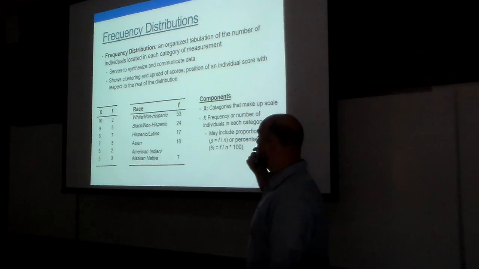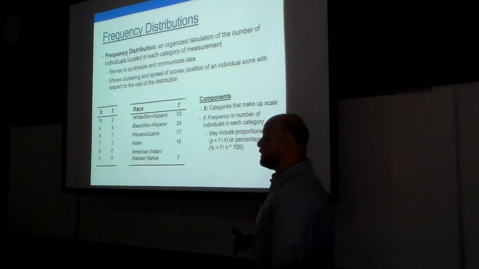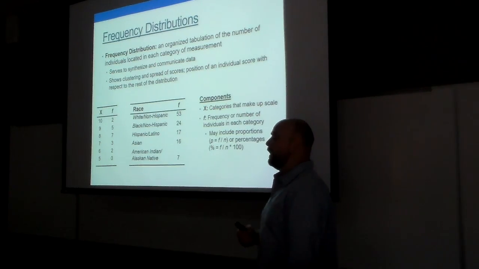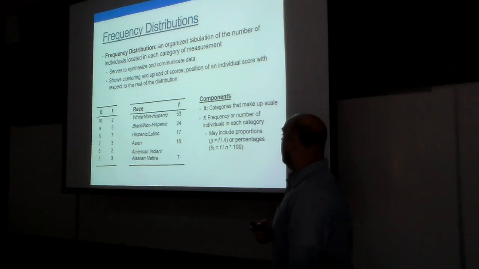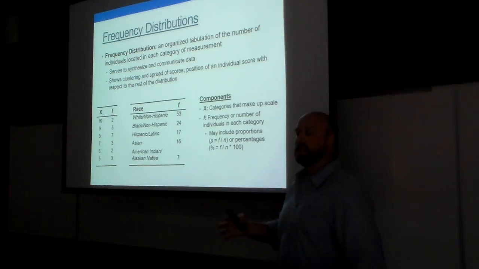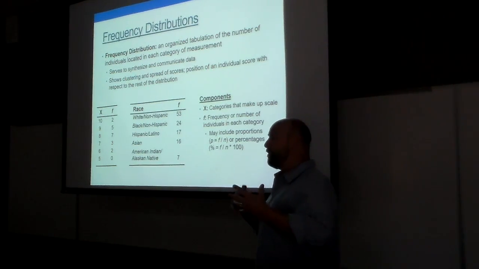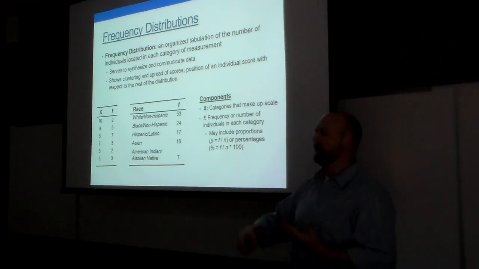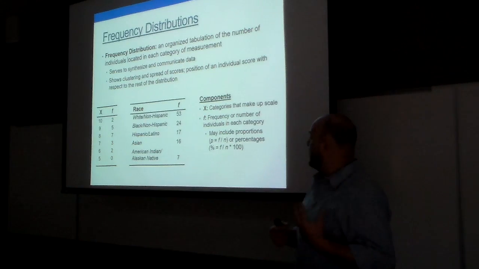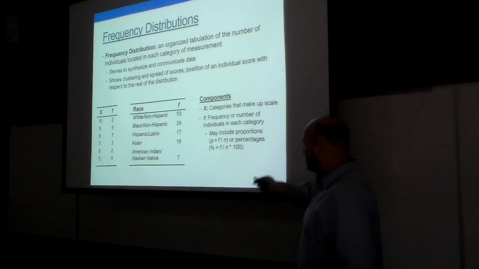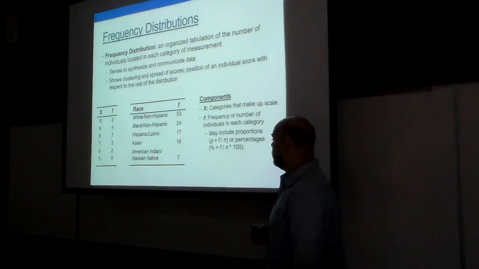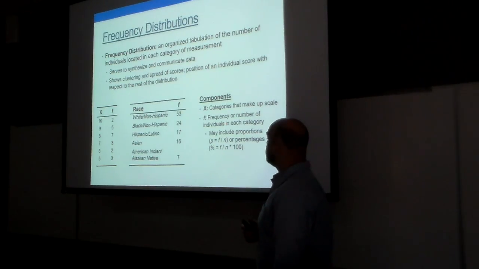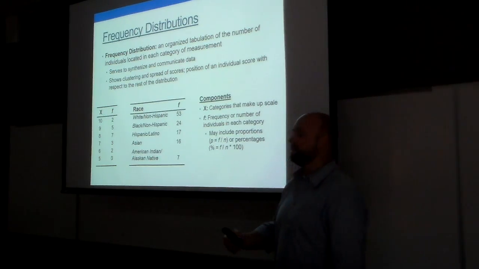This isn't new information to anybody. We're just tabulating individuals located in different categories. You'll see this in any paper that you pull up. What we're trying to do is synthesize and communicate characteristics of our data, right? So we're looking at demographics and background characteristics. If we've got a good frequency table, it's going to show us clustering, your spread of scores, position of one individual relative to somebody else.